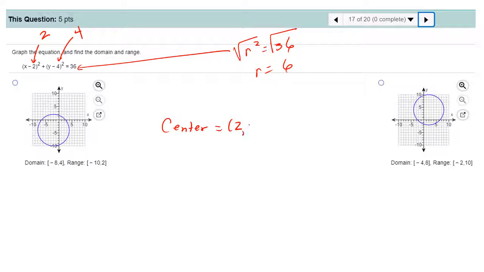is 2, 4. Well, if I look on my graph at positive 2 and then 1, 2, 3, 4, that should be the center of my circle, but it's not right on my first choice. So I'll go over here, 1, 2, 1, 2, 3, 4. That is indeed the center of my circle, and the radius would be correct as well. If you choose the correct graph, then that will automatically have the correct domain and range listed.